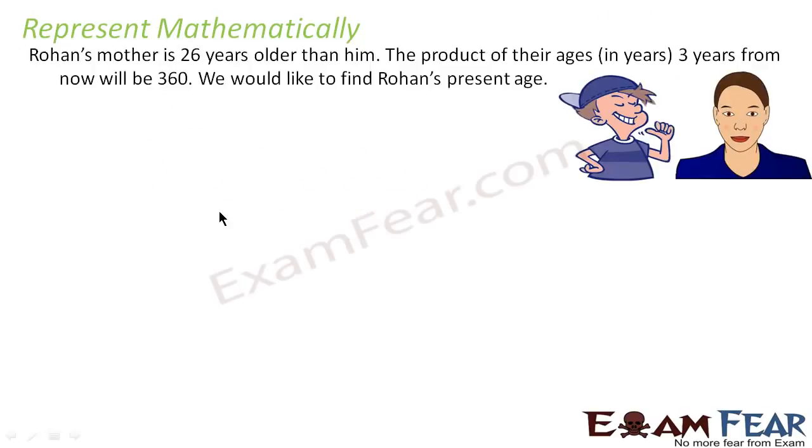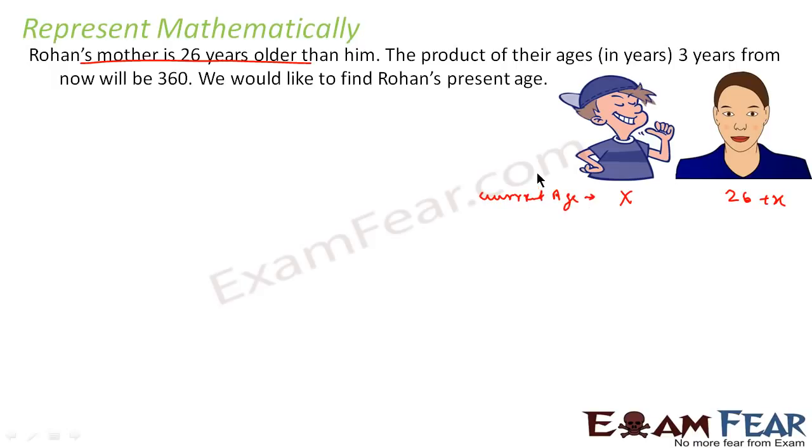There is one more scenario. Rohan's mother is 26 years older than him. The product of their ages 3 years from now will be 360. We have to find Rohan's present age. So this guy is Rohan. Let's suppose his present age is x. Rohan's mother is 26 years older, so mother's age will be 26 plus x, which is her current age.